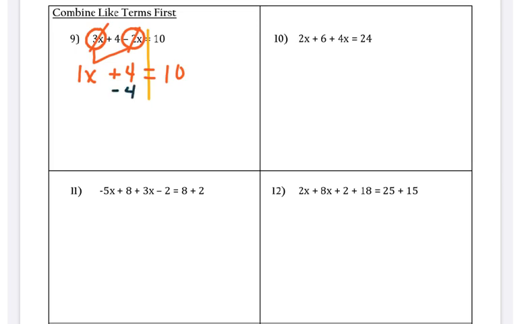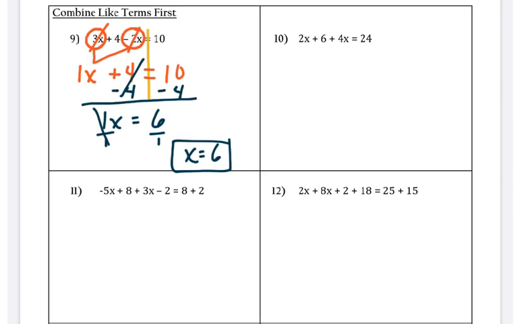I'm going to subtract 4 from both sides. So 1x. 10 minus 4 is the number 6. I get x by itself by dividing. So x equals 6. Very easy.